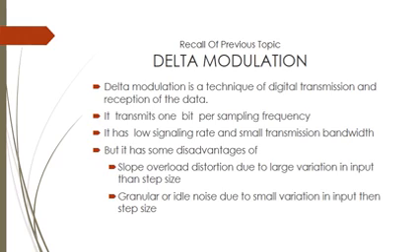Delta modulation is a technique of digital transmission and reception of data with a low signaling rate and small transmission bandwidth, because it transmits 1 bit per sampling frequency. But it has some disadvantages also. The first is slope overload distortion, which arises due to a large variation in the input compared to the step size. The second is granular or idle noise, which arises due to a small variation in the input compared to the step size. To overcome these errors, adaptive delta modulation is used, which we will discuss today.